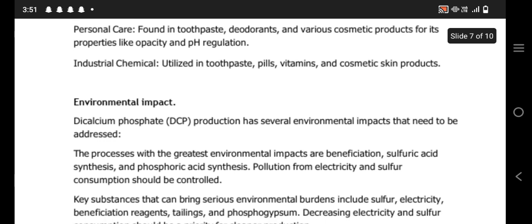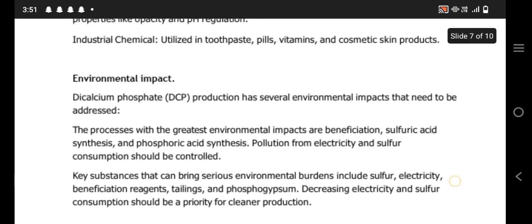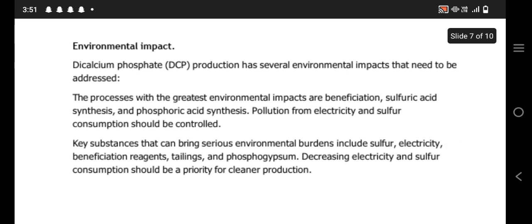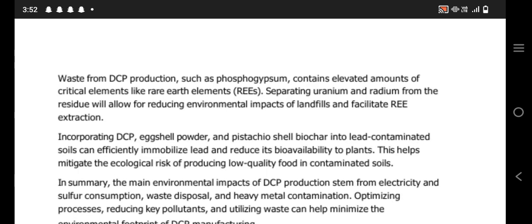Environmental impact. Dicalcium phosphate production has several environmental impacts that need to be addressed. The processes with the greatest environmental impact are beneficiation, sulfuric acid synthesis, and phosphoric acid synthesis. Pollution from electricity and sulfur consumption should be controlled. Key substances that can bring serious environmental burdens include sulfur, electricity, beneficiation reagents, tailings, and phosphogypsum. Decreasing electricity and sulfur consumption should be a priority for cleaner production.